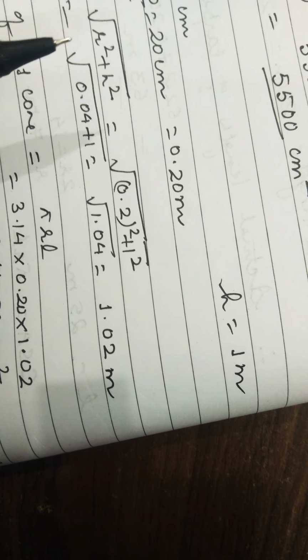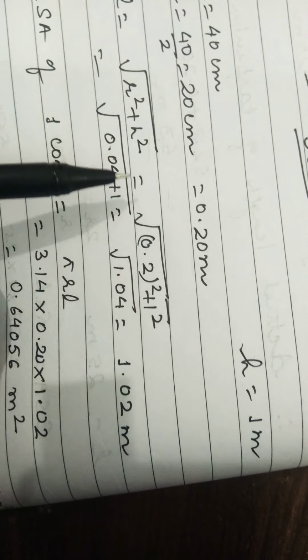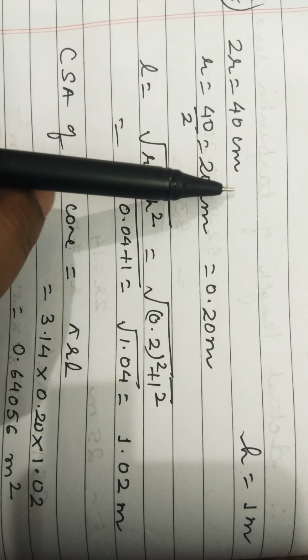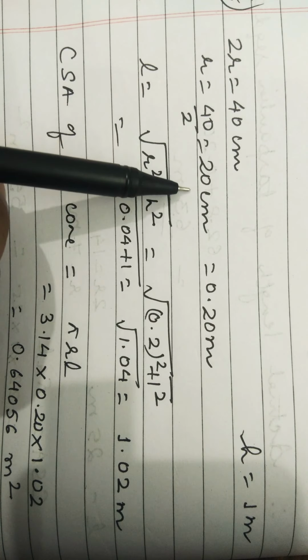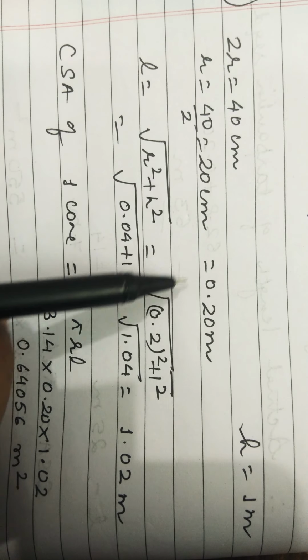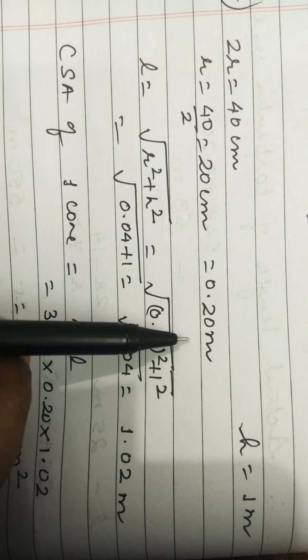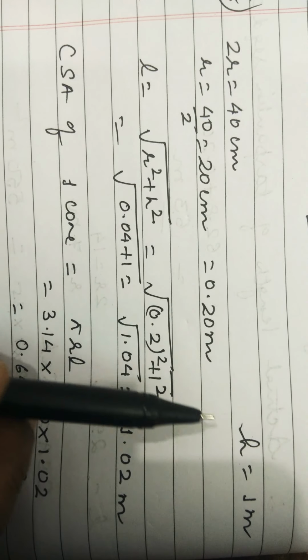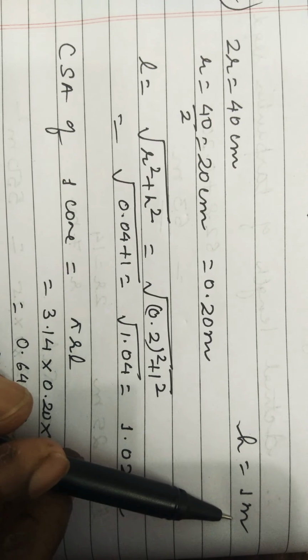So let us solve the question. Here the diameter is given, which is equal to 40 centimeter. So r will be equal to 40 by 2, that is 20 centimeter. And we will have to convert this into meter, since the question is given in terms of meter. And height is given 1 meter.